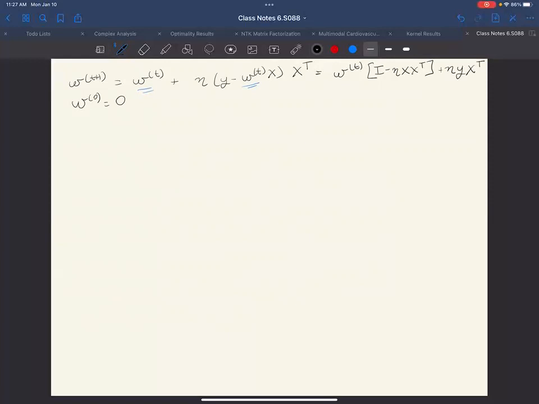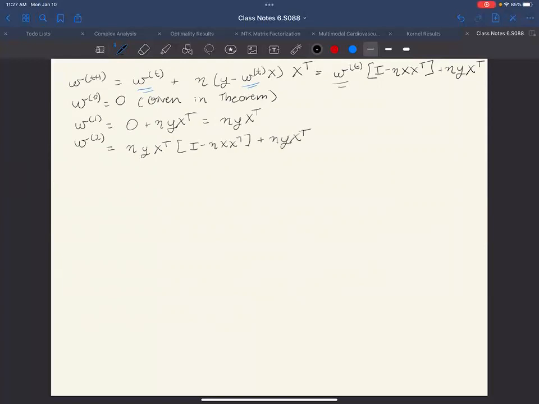So now I have w0 is 0. That's my initial condition, which was given in the theorem. What is w1? If I plug in w at 0 is 0, I get 0 plus eta y x transpose, which is just eta y x transpose. What about w2? I plug this back in and get eta y x transpose times (I minus eta x x transpose) plus eta y x transpose. Now what about w3? I don't really see a pattern happening here so far.